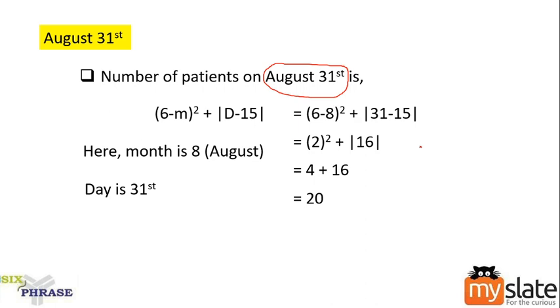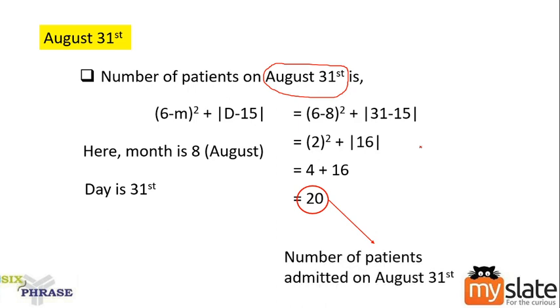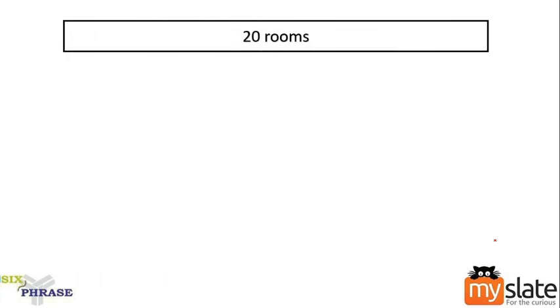What is this 20? This 20 is nothing but the number of patients that arrive on August 31st. Clear? So on August 31st, we will be having 20 patients. With these 20 patients, we are going to do the calculation. So recollect the data which we have now. We know that we have 20 rooms. Some of the rooms are without TV. Some of the rooms are with the TV. We don't know exactly how many rooms are with the TV, which is what we are going to determine.